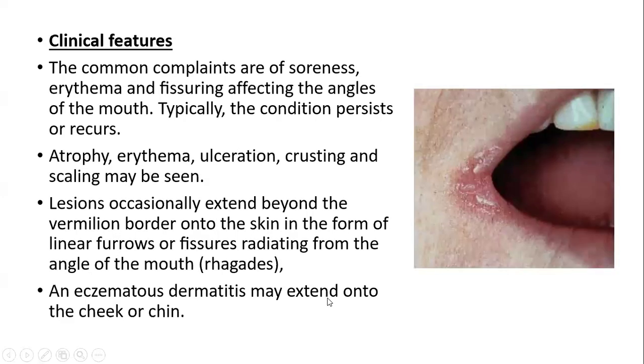Clinical features. The most common complaint is soreness, erythema, and fissuring affecting the angle of the mouth. Typically, the condition is persistent or recurrent. Atrophy, erythema, ulceration, crusting, and scaling may be seen. Lesions occasionally extend beyond the vermilion border into the skin in the form of linear furrows or fissures radiating from the angle of the mouth, which are called rhagades. So these are the fissures which are angulated from the corner of the mouth. Eczematous dermatitis may extend into the cheek or chin.